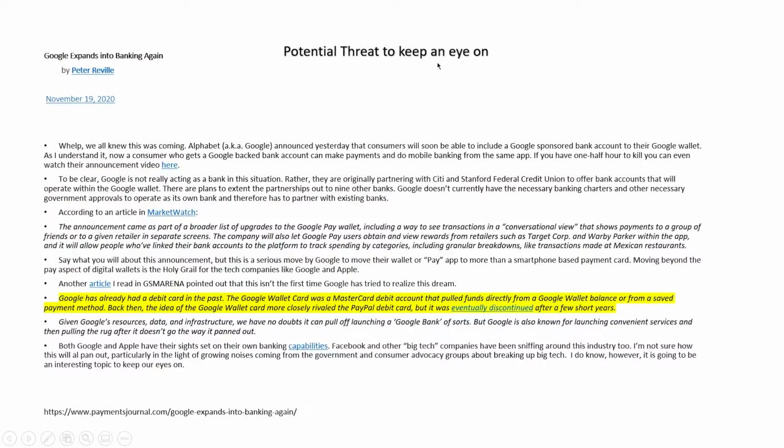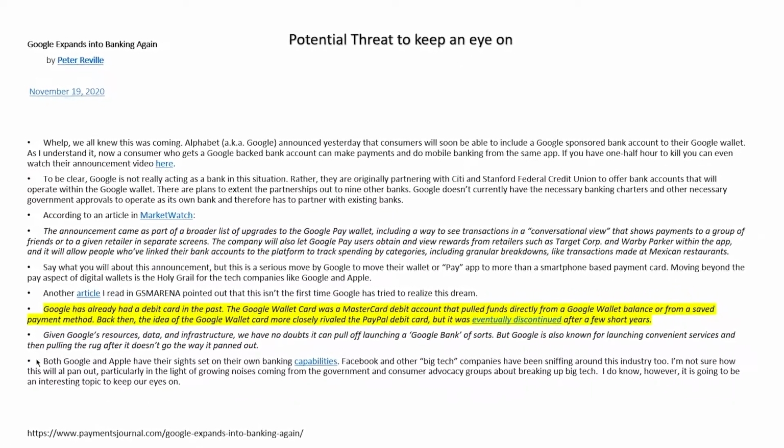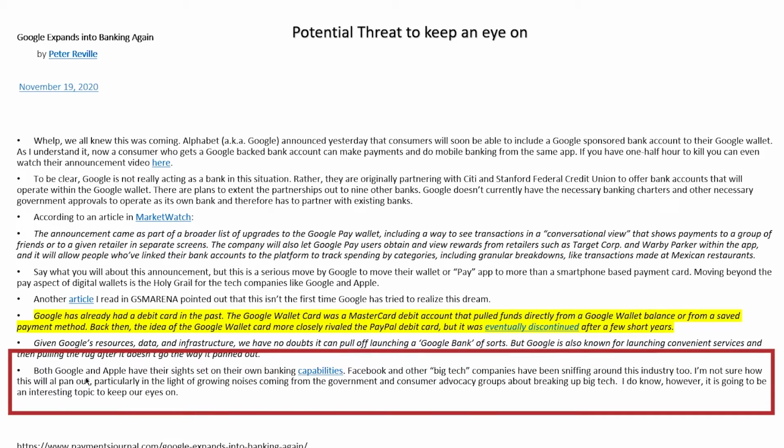A potential threat to keep an eye on is, if you read here, both Google and Apple have their sights on banking capabilities, and Facebook as well.